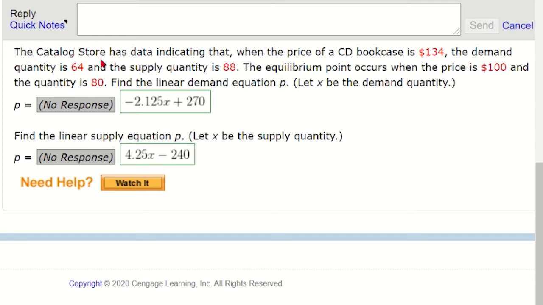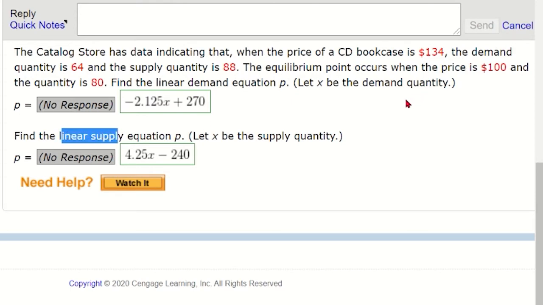It says the catalog store has data indicating that when the price of a CD bookcase is $134, the demand quantity is 64 and the supply quantity is 84. The equilibrium point occurs when the price is $100 and the quantity is 80. Find the linear demand and the linear supply equations.